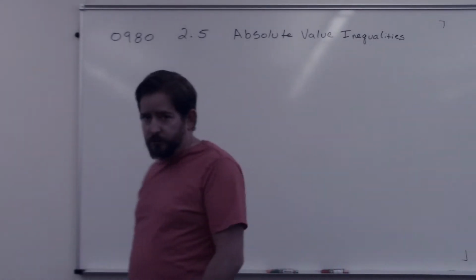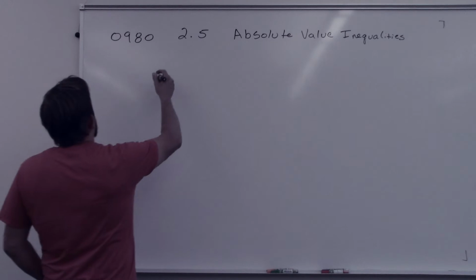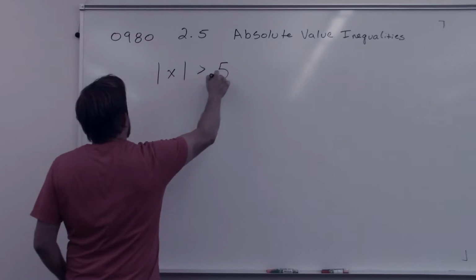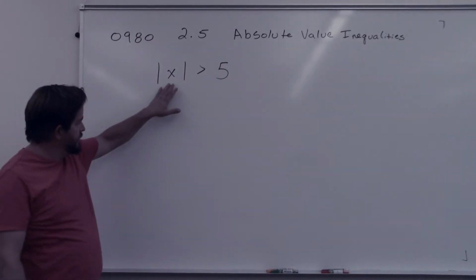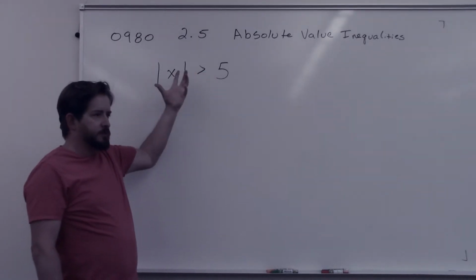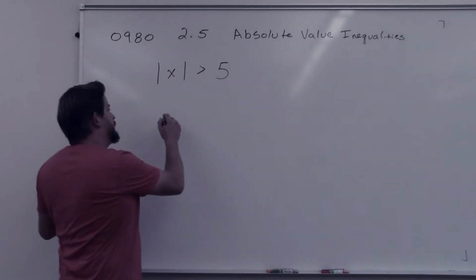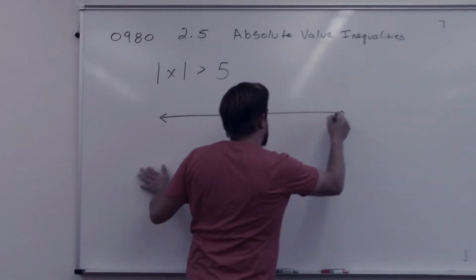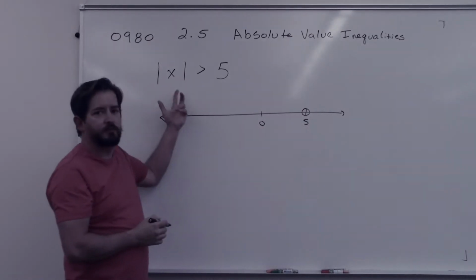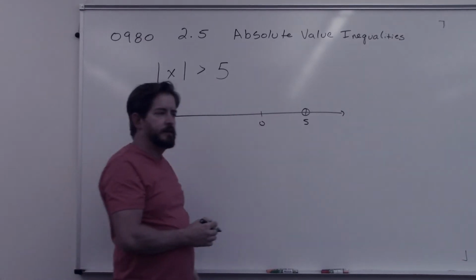So to start, we're going to consider the inequality of, let's say, the absolute value of x is greater than 5. What this means is that whatever number is in here, its absolute value has to be greater than 5, which means it has to be further away from 0 than 5. So on a number line, here's 0, here's 5. We're not going to include 5 because 5 is not greater than itself, and this is a strict inequality. But anything past that is part of the solutions here.